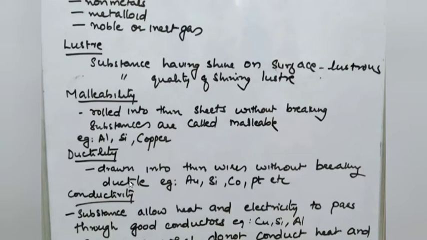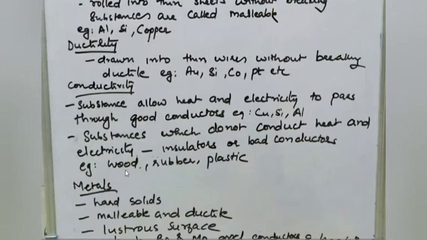Ductility. Ductile means it can be drawn into thin wires without breaking. That is, certain metals can be drawn into thin wires. Copper is mainly used for electrical purposes. It is drawn into thin wires and they won't break. Gold, silicon, Au, or Au means aurum, silicon, cobalt, platinum. Then conductivity.